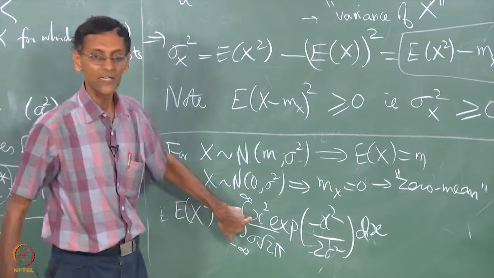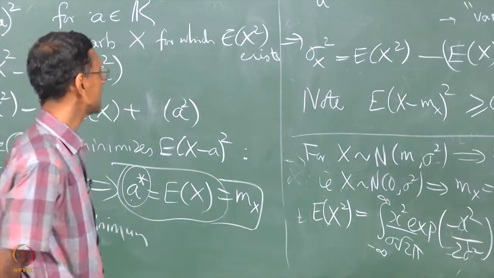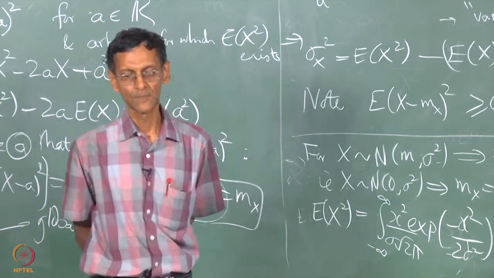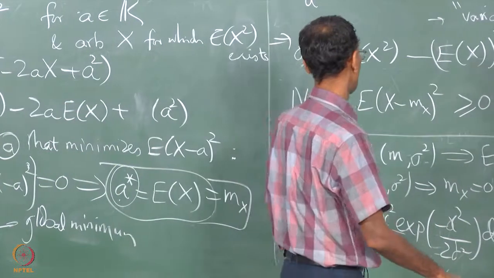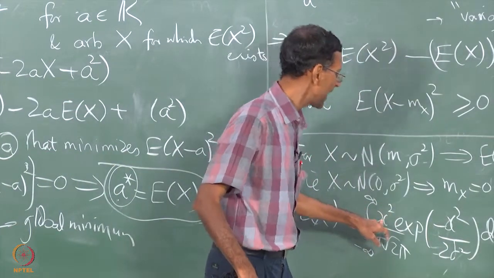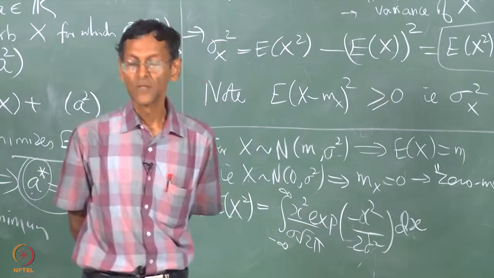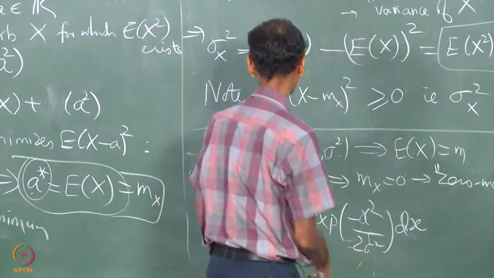The difference is the x squared term here, so once again you integrate by parts. Integrate by parts by taking just x into x something. So if you integrate this by parts, maybe I should do it here.